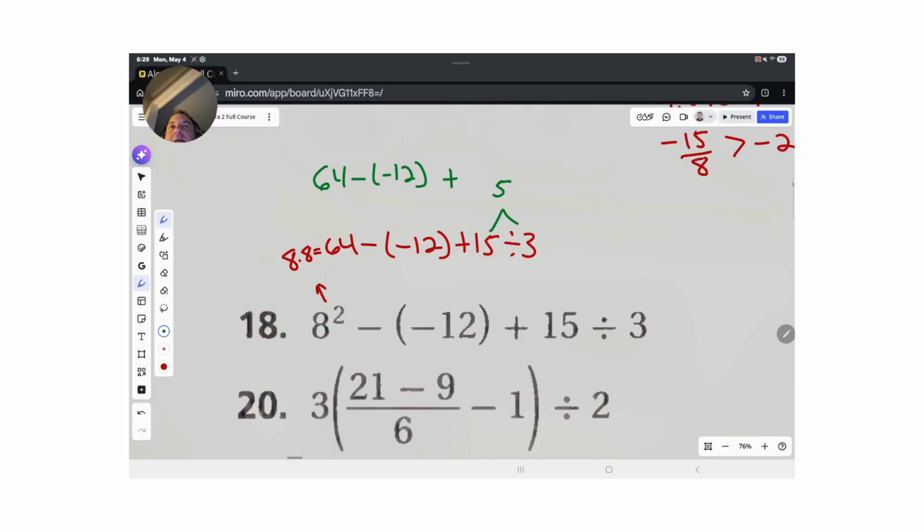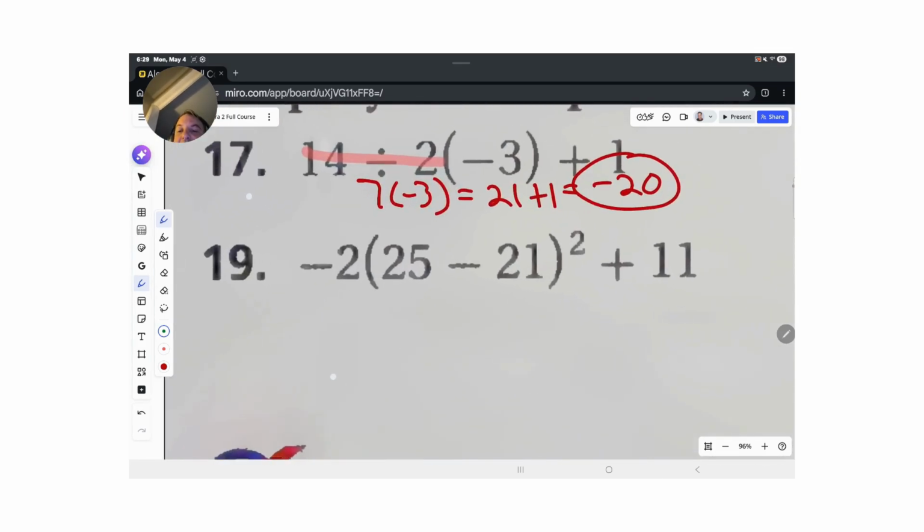And now we can go from left to right with whichever comes first, addition or subtraction. In this case, it's subtraction. We have 64 minus negative 12. So let's go ahead and change that to adding the opposite, because that's what subtraction is, adding the opposite. We need to change this sign, whatever it is, to the opposite. In this case, it's a negative, so let's change that to a positive. 64 plus 12 plus 5 now. 64 plus 12 plus 5 gives us 81. 81 is our answer for number 18.